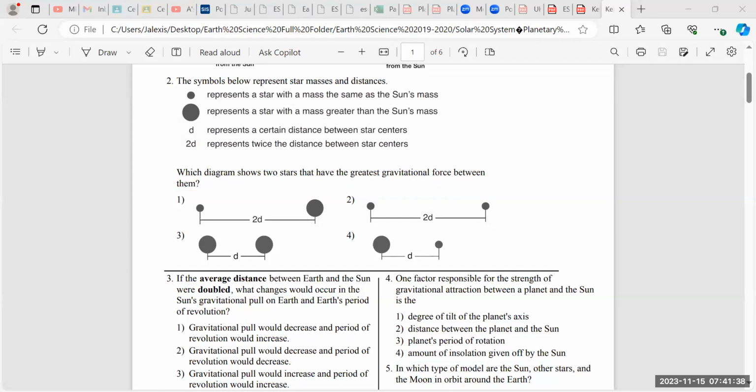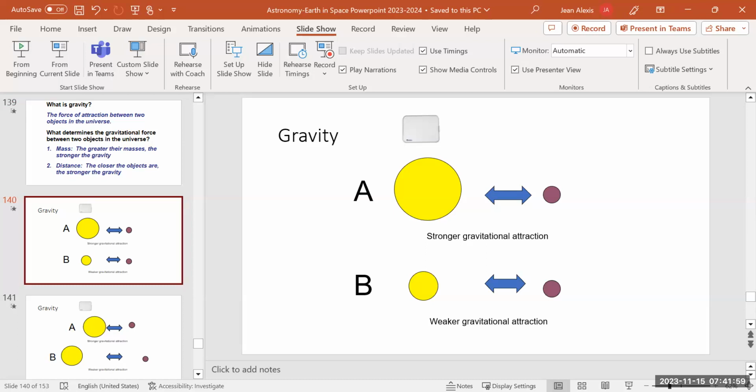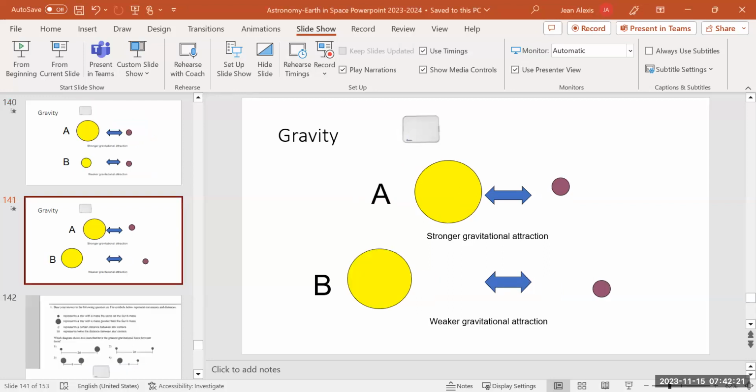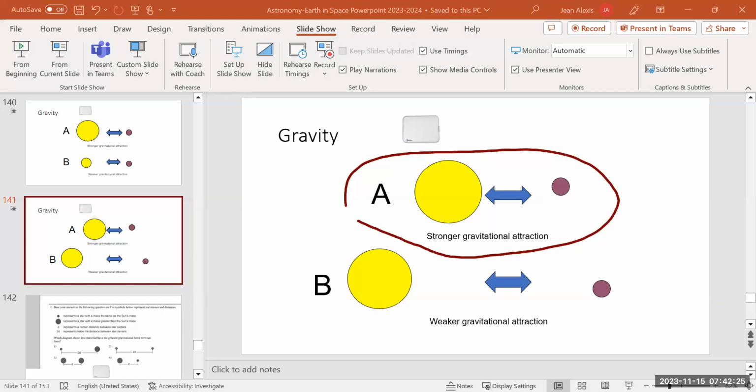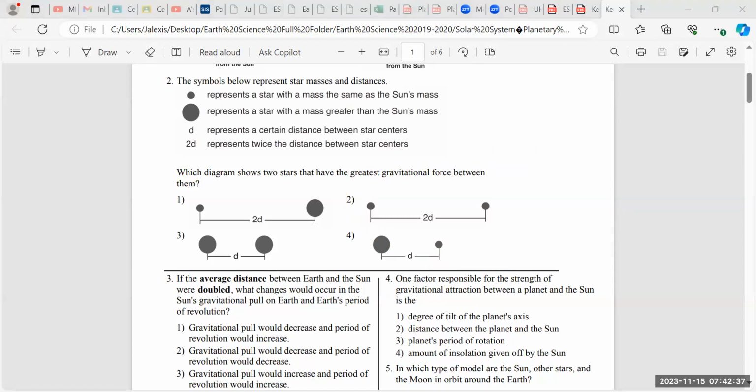So when we look at our notes from yesterday, one of the things that we keep in mind is that there are two factors that affect the gravitational force: mass and distance. From our notes, between the two objects, whichever scenario contains the greater masses is going to have the stronger gravitational attraction. More mass, more gravitational attraction. And the closer the objects are, the more gravitational attraction force is between them.